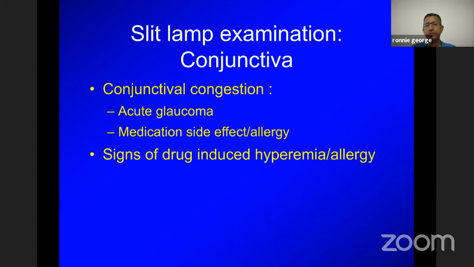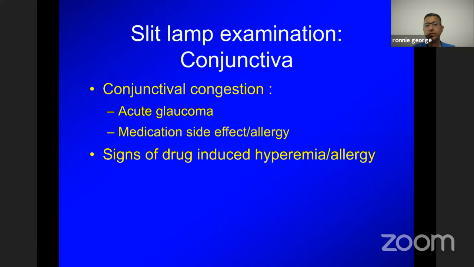When you come to a slit lamp evaluation, look carefully at the conjunctiva. Many of us ignore that, but conjunctival congestion is a sign of many sort of secondary glaucomas and acute glaucomas. But what's equally important is that many of these patients can have drug-induced hyperemia or allergy, and you might miss it if you don't invert the conjunctiva and take a look.